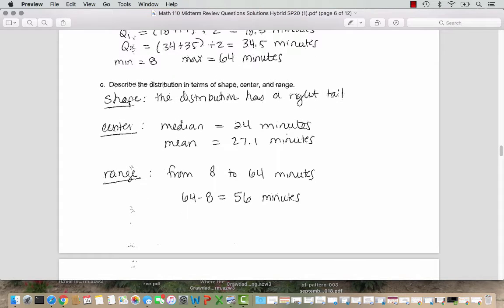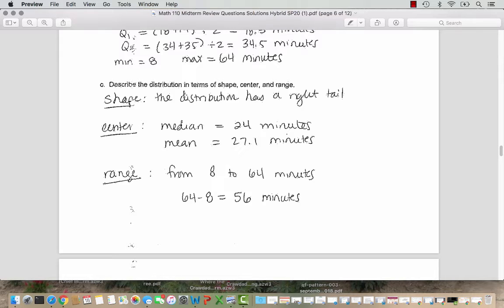Now we want to describe the distribution in terms of shape, center, and range. So for the shape, we say it's got a right tail. You could say, if you took out the outlier, it might be roughly symmetric. The center, we could describe that in two ways. We could describe it as a median, 24 minutes.